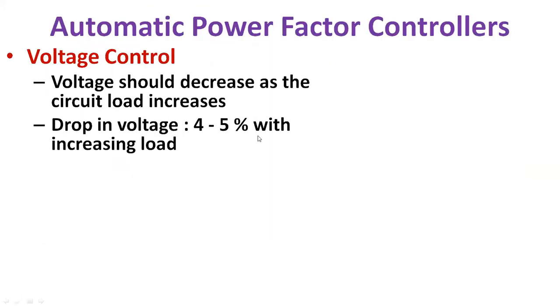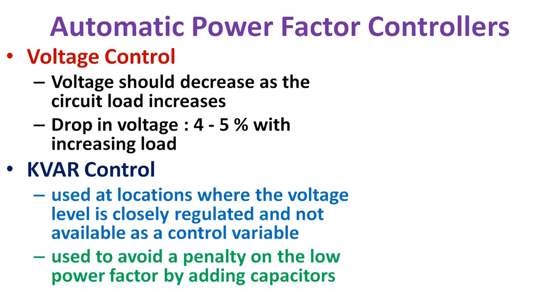Automatic power factor controllers have various types with relay and microprocessor logic. Two of the most common controls are voltage control and kVAR control. Voltage control alone can be used as a source of intelligence when the switched capacitors are applied at a point where the circuit voltage decreases as circuit load increases. Generally, where they are applied, the voltage should decrease as the circuit load increases, and the drop in voltage should be around 4 to 5% with increasing load.